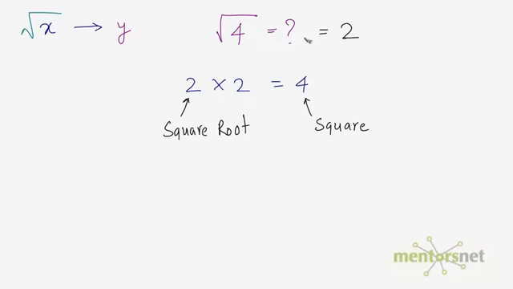But this doesn't end here. We also know that minus 2 times minus 2 also gives us 4. Hence minus 2 is also a square root of 4. So we can write here 2, minus 2. Therefore the square roots of 4 are 2 and minus 2.